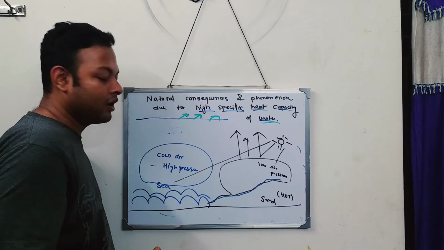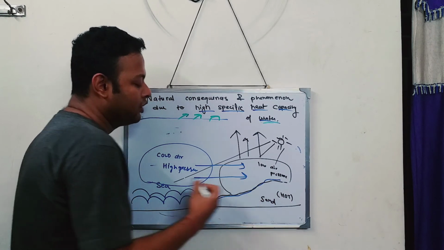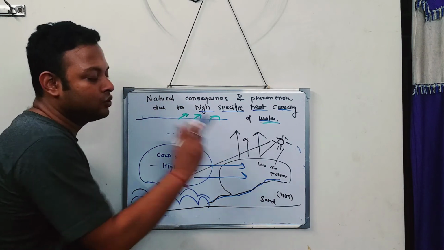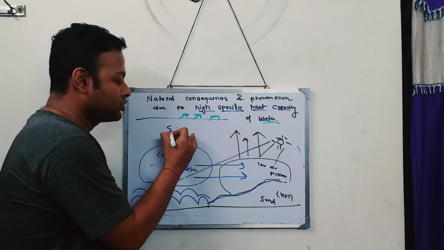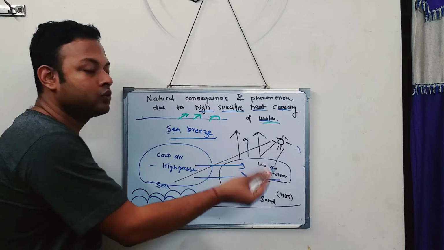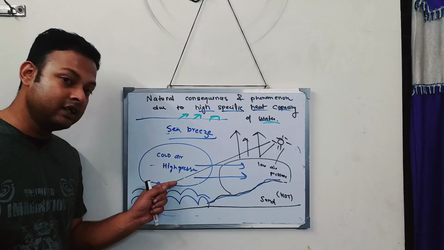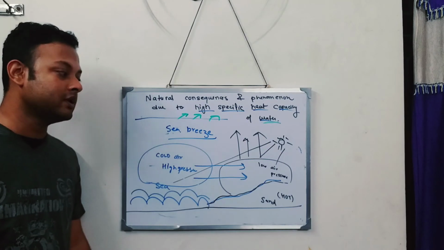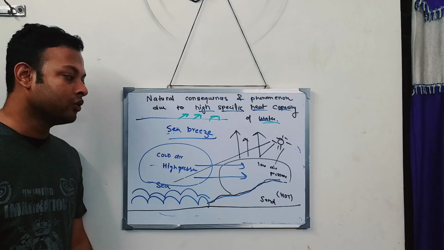And we know air goes from a high pressure to low pressure. So all the cold air will run from the sea towards the land during the day. And that is why it is called sea breeze, because it is going from the sea to the land, where it is originating, sea. So during the daytime, sea breeze blows.